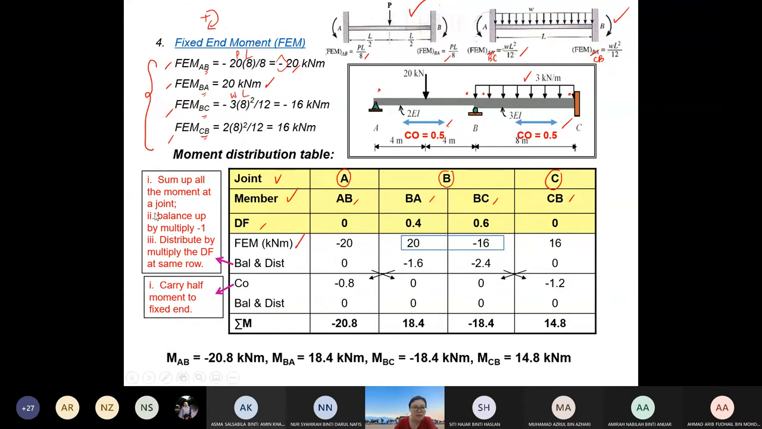Because I want to talk about the process in this moment distribution table. It consists of, just now, the steps 5, 6, 7 that I did not explain. I'm going to explain now. So what you need to do after you put in this data, we need to start with number one.